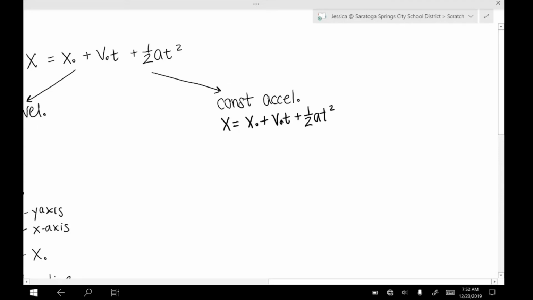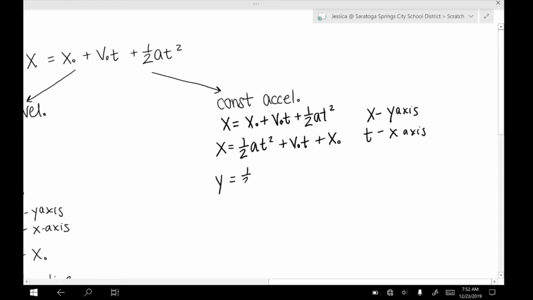Now again, I'm going to rearrange it in a way that we might see it in math class, with that t squared term first. So remember, x is on the y-axis, t is on the x-axis. So this is actually y equals 1/2 ax squared plus bx plus c, which is a quadratic equation, right? The whole idea that y is ax squared plus bx plus c.